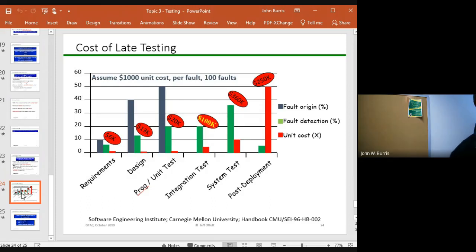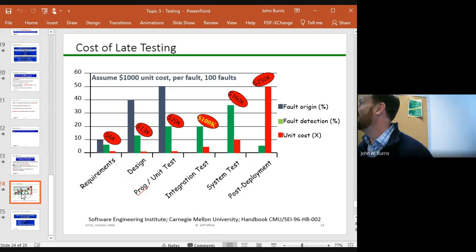So why do we test? Why do we test early and often? And it's a single word that has 4 letters. Cost. That's it.